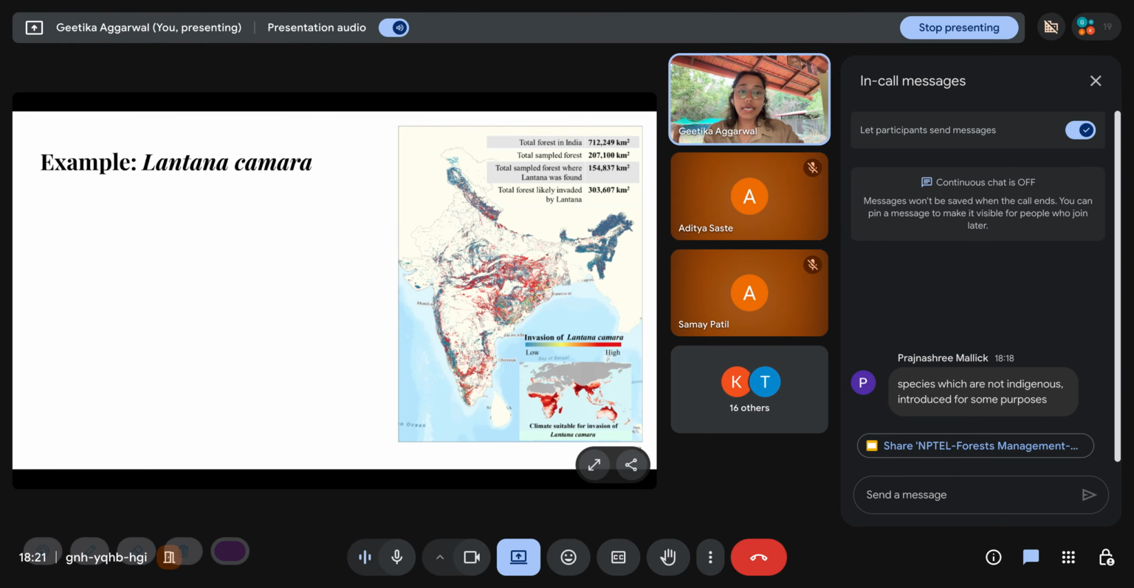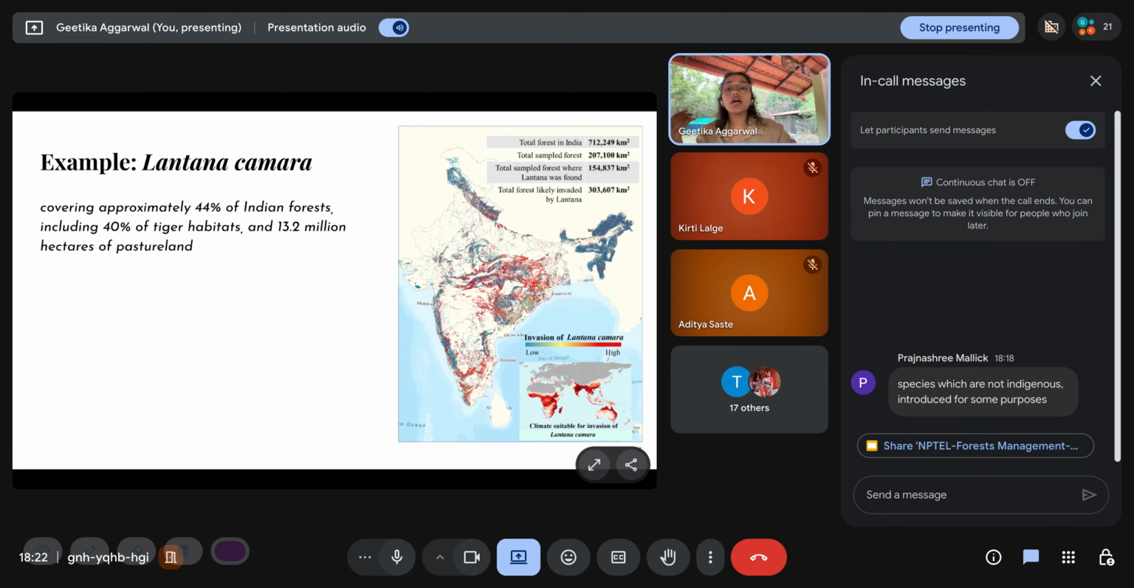And this example of Lantana camara, here you can see in this image, the climates that are suitable for invasion of Lantana camara in India. It's highly suitable. The entirety of the country, the climate is highly suitable for Lantana to spread. And what has happened is it has actually spread and has taken over a lot of these Indian landscapes. You can see a lot of the Western Ghats has been invaded by Lantana, and a lot of the central Indian forests as well have been highly invaded. Approximately 44% of Indian forests, including 40% of tiger habitats and 13.2 million hectares of pasture land. So a lot of pasture land has also gotten covered by lantana.